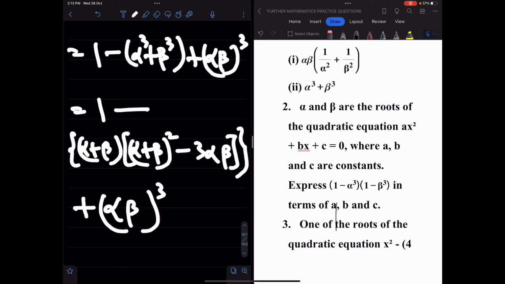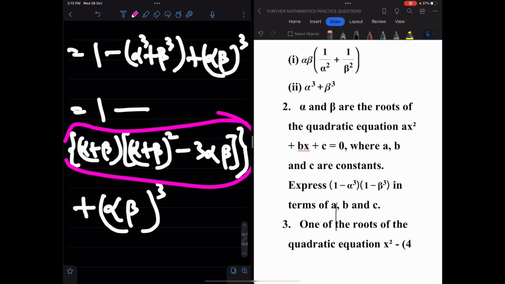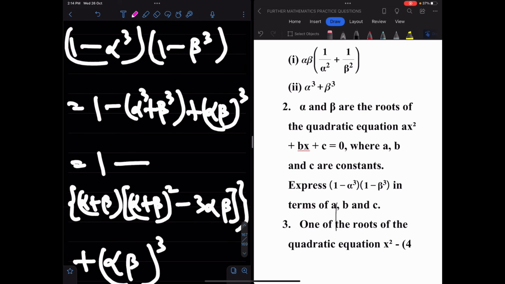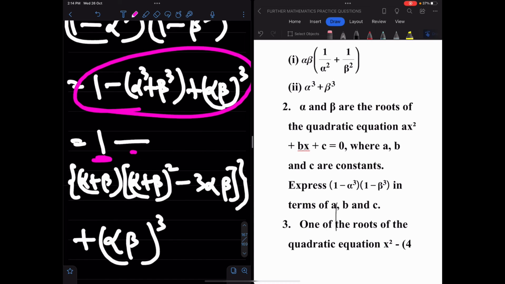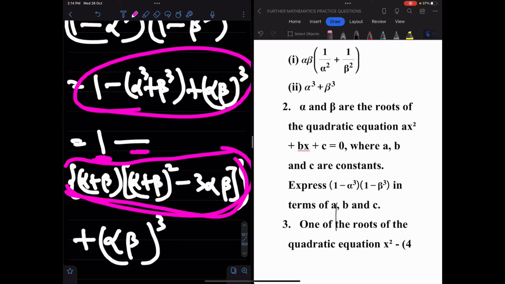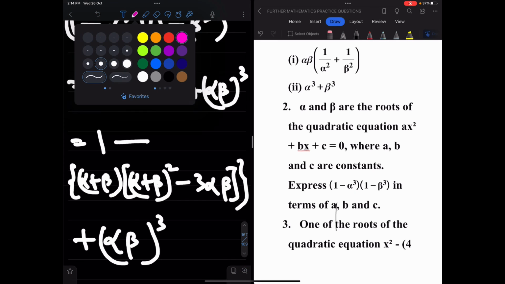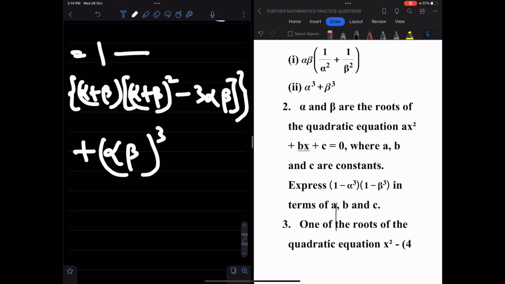So the whole of this represents alpha cubed plus beta cubed. So 1 minus alpha cubed times 1 minus beta cubed is this, and that's the same as 1 minus this, which represents alpha cubed plus beta cubed, plus the cube of alpha beta. So that's clear. If you take your time to check that again, you get what I did. Now we can move on.